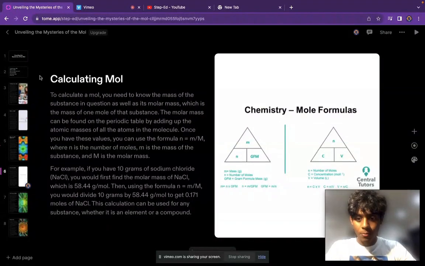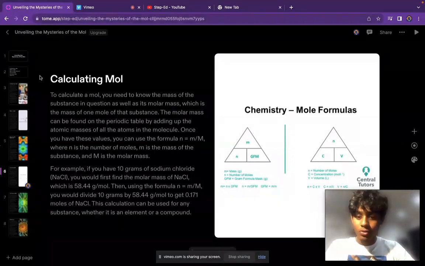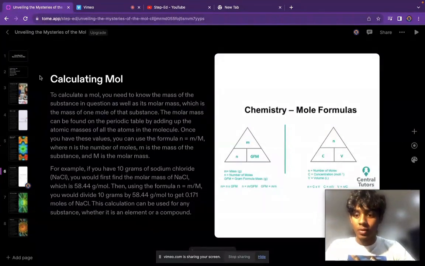For example, if you have 10 grams of sodium chloride, you would first find the molar mass of NaCl, which is 58.44 grams per mole, then use the formula n equals m over M. You would divide 10 grams by 58.44 to get 0.171 moles of NaCl. This calculation can be used for any substance, whether it is an element or a compound.